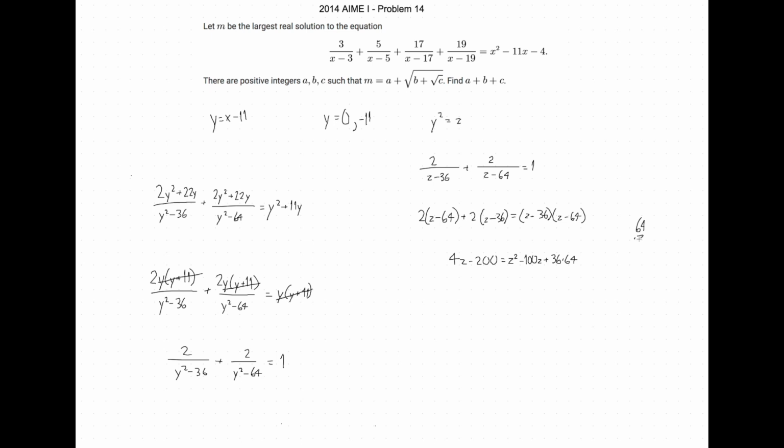And 64 times 36, that is 4, carry the 2, 384. 64 times 3 is 192. So we get 4, 0, 1, 9 plus 3, that's 2,304. And then, when we simplify, we get z squared minus 104z plus 2,504.